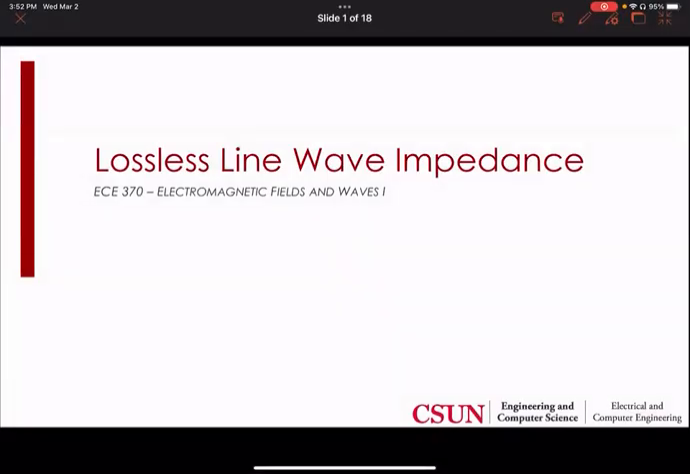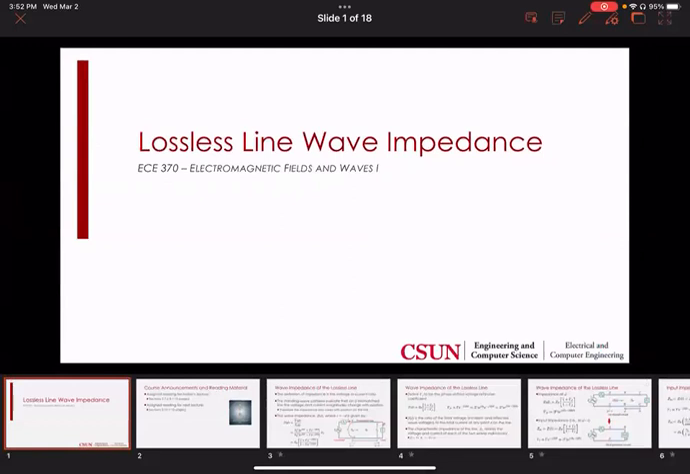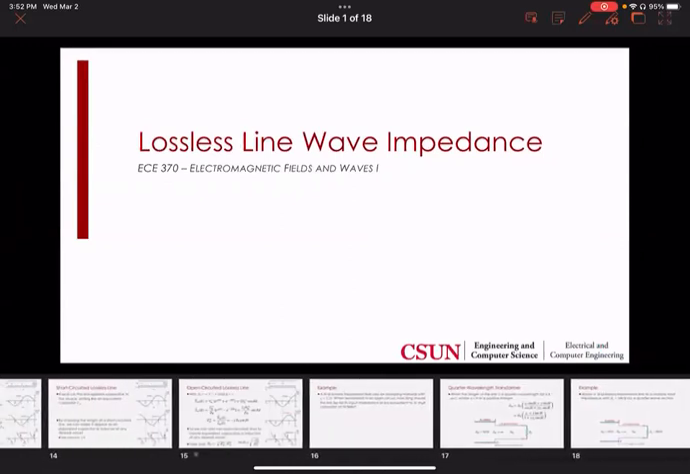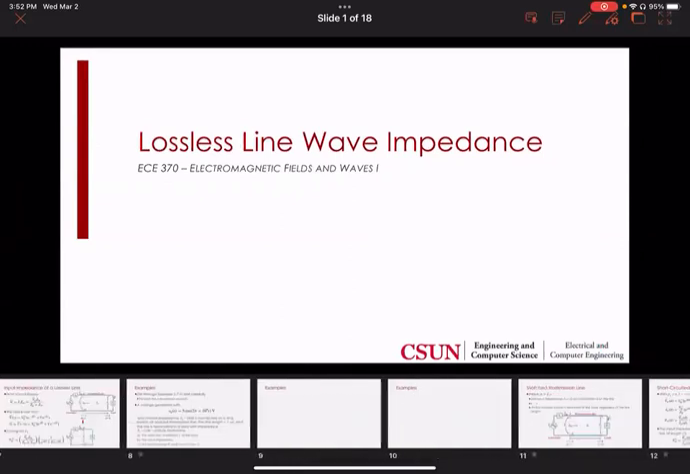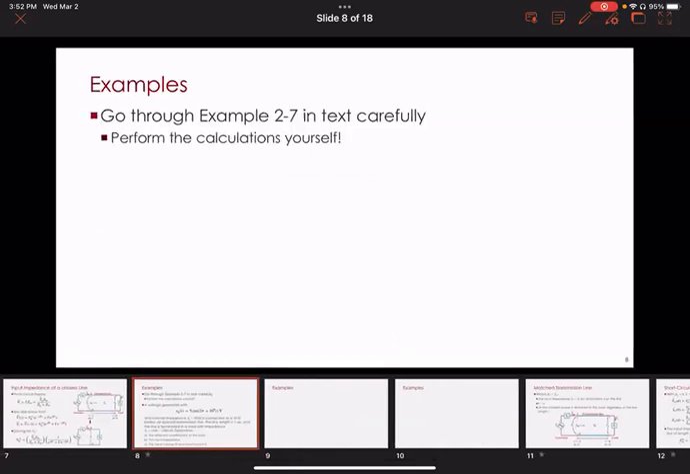Okay, so I think we ended the last time right in the middle of an example, and we just had the last part to do. So all the way over to here. Okay.